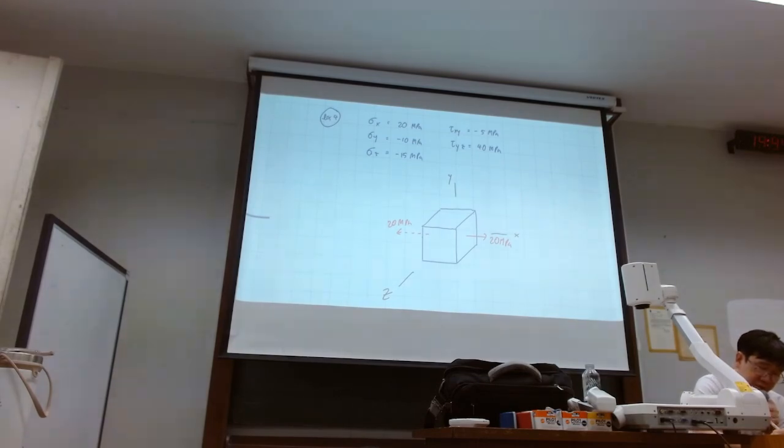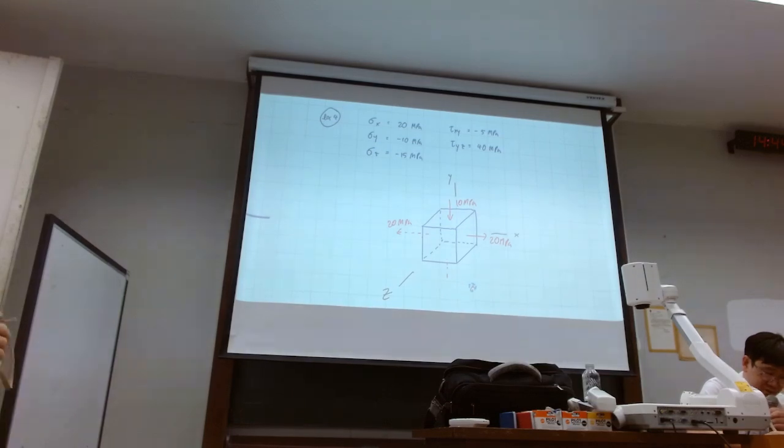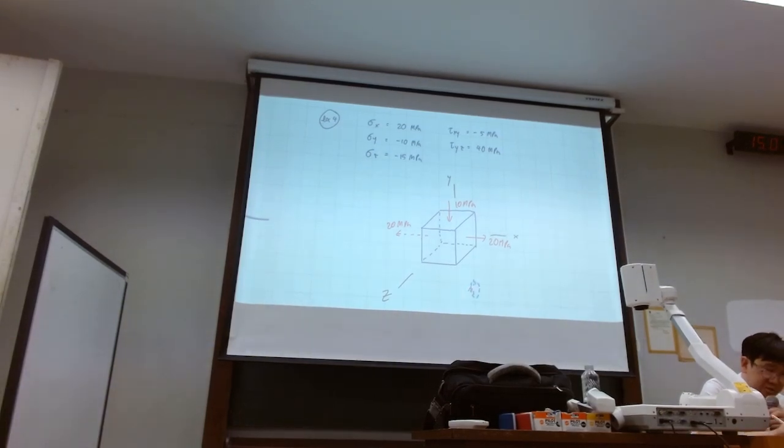So again, this would be 10 MPa on the hidden surface. This would be 10 MPa as well. And this is like the hidden surface. And the reason why we don't draw on the hidden surface is because it's going to get too cluttered. So right now I'm not going to draw this anymore. Let me just get this out. It's going to get too cluttered.